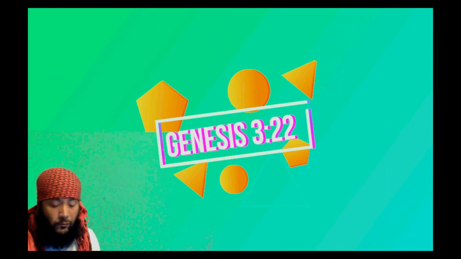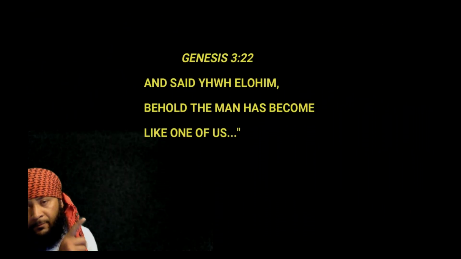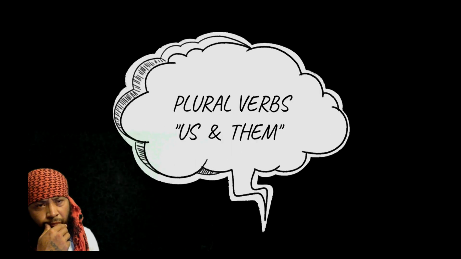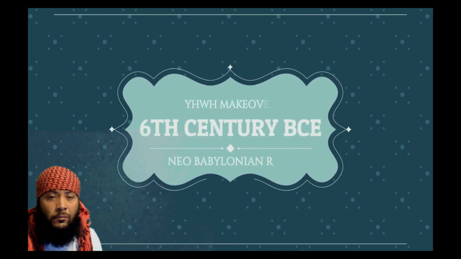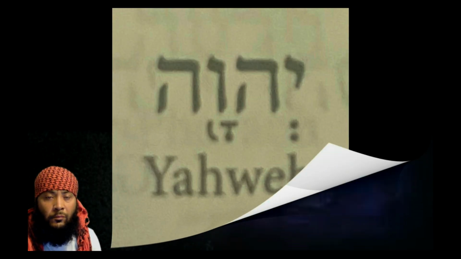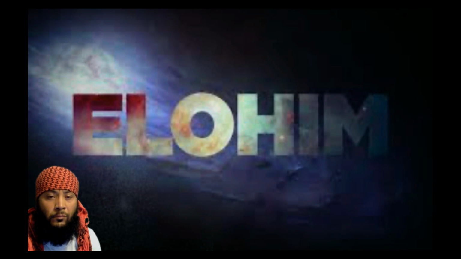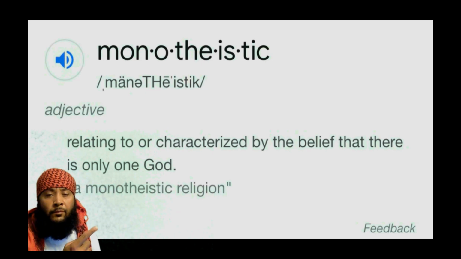Genesis 3:22 in the Hebrew Bible states, "And said Yahweh, Elohim, behold, the man has become like one of us." But if Yahweh is singular, then what's with the plural verb usage? Well, what if I told you in the 6th century BCE, during the Neo-Babylonian Empire, the Hebrew canon went through a major makeover that copy and pasted the term Yahweh over older Elohim stories, giving off the illusion that the Hebrew text was always of a monotheistic belief in an endless story about one supreme God.